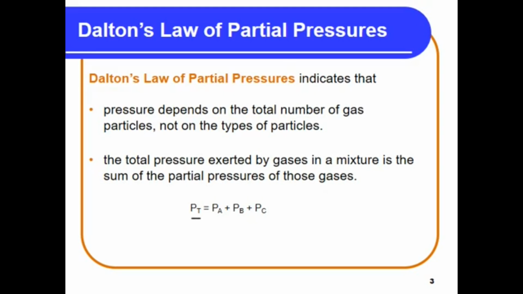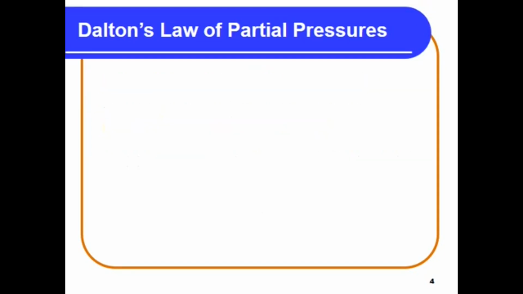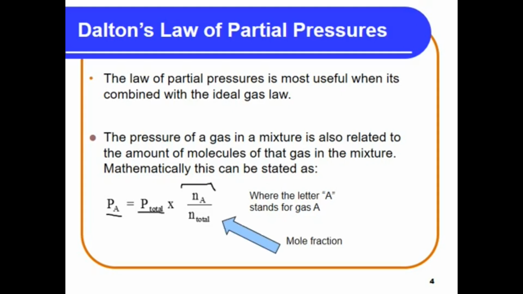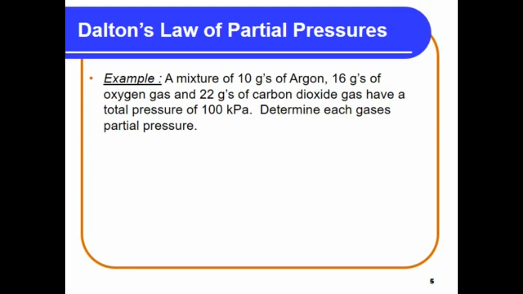So the P total is the total pressure. A, B, and C are letters just representing gases in a system. So if we want to do this mathematically, though, we've got a few constants that cancel out, and in the end we're left with this expression here, where the A is representing whatever gas we're talking about. So PA is the pressure of gas A, and P total, pressure total, is usually given in the question. And this last part here is our mole fraction. So what we're going to need to do is find the moles of gas A and also find the total moles in our system.